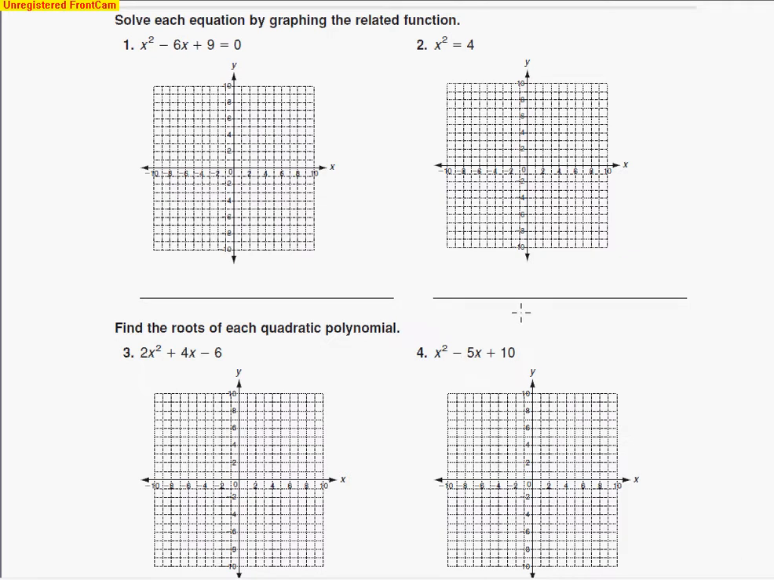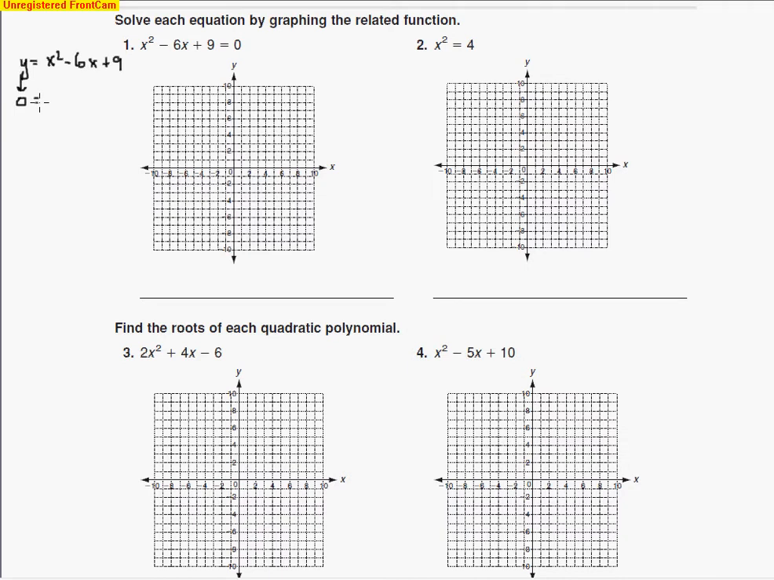Well, in this first problem, if you look at the equation, we see something that's different. We don't see the y term. Typically, on the problems we had when we were graphing before, they would have looked like y equals x squared minus 6x plus 9. But the difference here is that this equation is set equal to 0. And that's telling us what we're trying to do. We're taking this y term and setting it equal to 0.